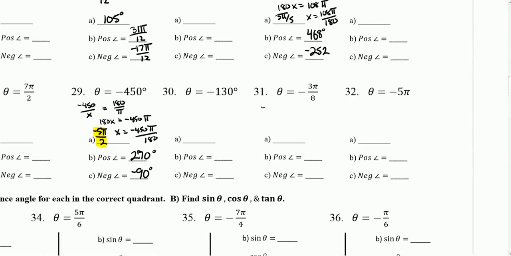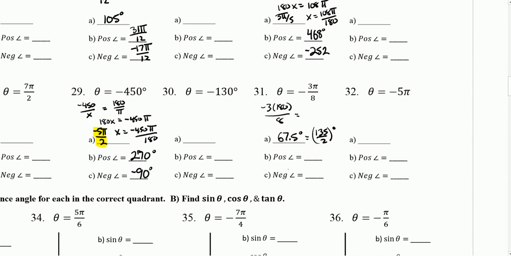31, negative 3 pi over 8, convert that to degrees using 180. And so 3 times 180 divided by 8 is 67.5 degrees. Or if you leave that in fraction form, you get 135 over 2 degrees.